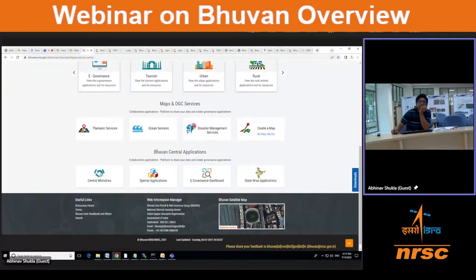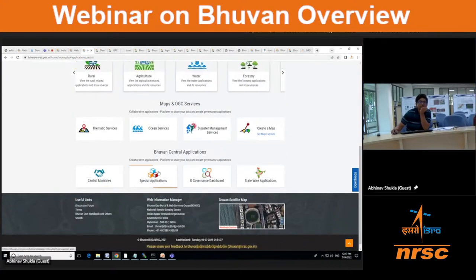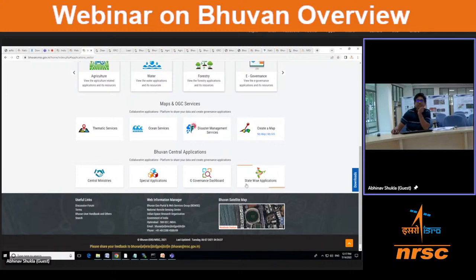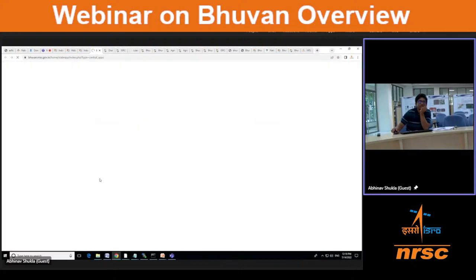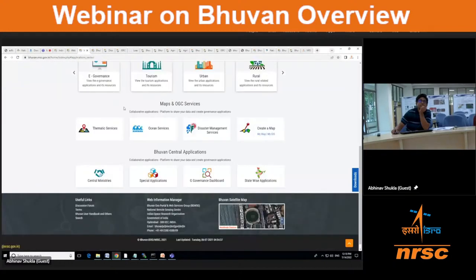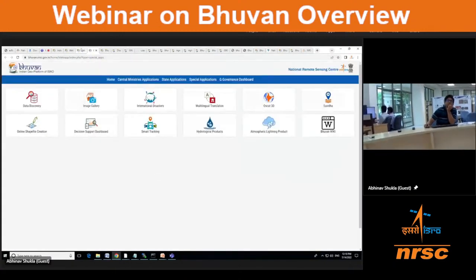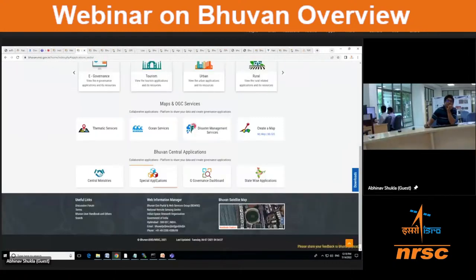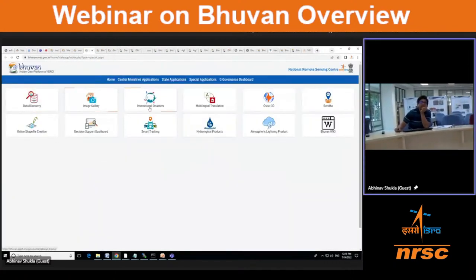Next we have the Bhuvan central application. Here we have the list of central ministries applications, special applications, the G-governance dashboard, and all the state applications listed in one particular location. Special applications include data discovery, image gallery, international disaster, multilingual translation, OSCAD 3D, Bhuvan Suvidha, online shapefile creation, decision support system, smart tracking, hydrological product, atmospheric lightning product, and Bhuvan Wiki.